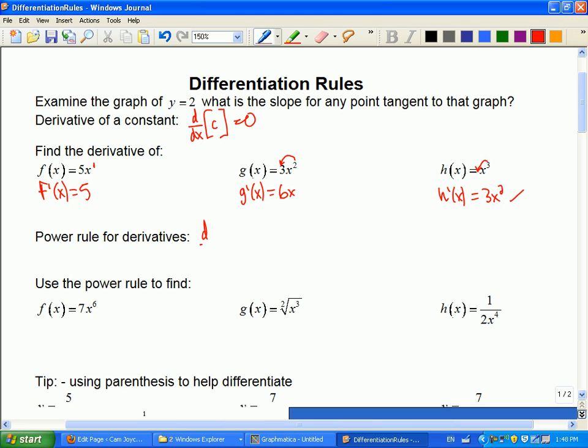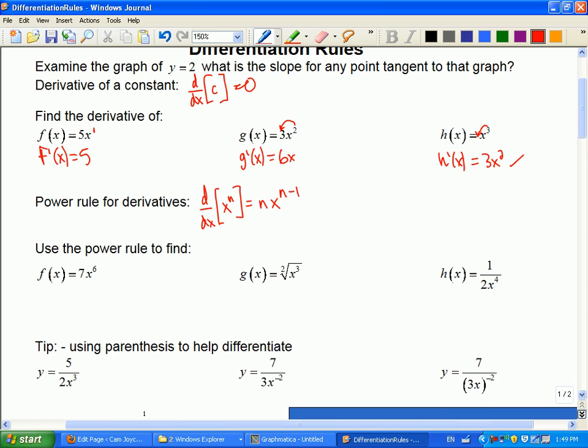So here's the power rule for derivatives. If you want the derivative of something like this, it's going to be n times x to the n minus 1. So the first one should be fairly easy. What would the derivative be of 7x to the 6th? Yeah, 42x to the 5.